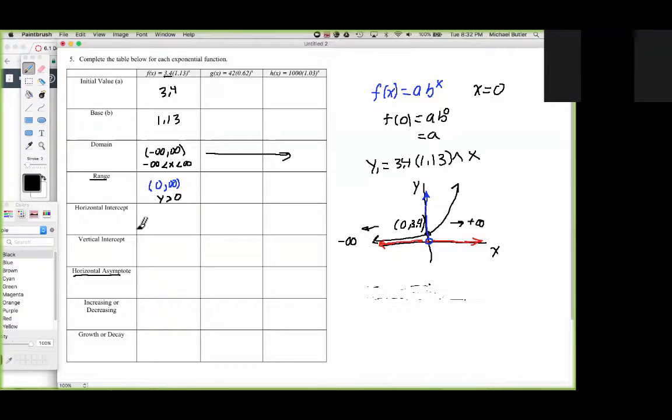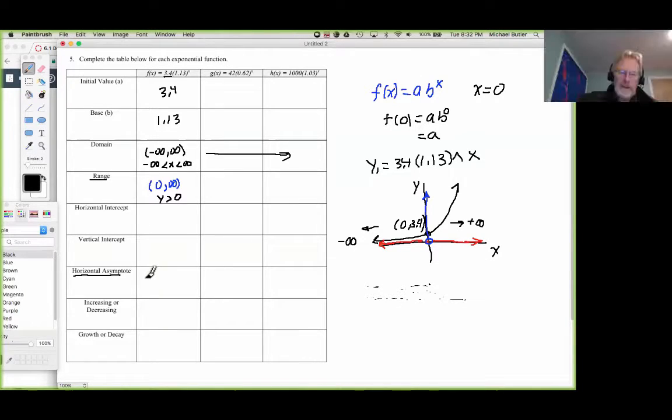Okay, so horizontal asymptote. What that means is this behavior, that bird coming down and getting as close to the road but never touching it. That's the idea of an asymptote. You can get as close as you want to it, but you're never going to go through it. And in the case of an exponential, the x-axis is your horizontal asymptote.